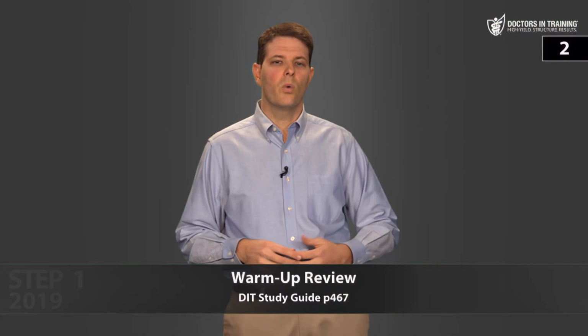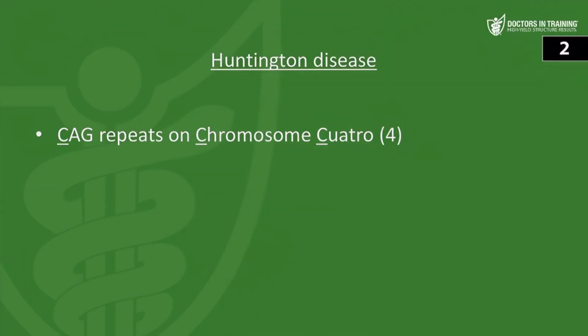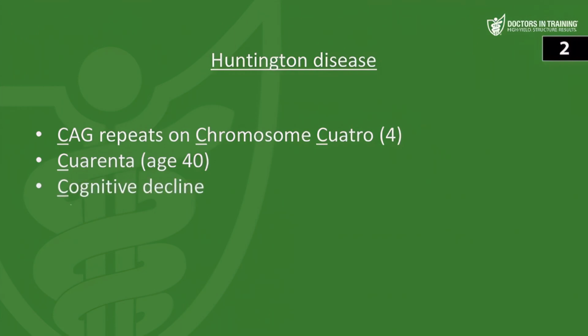And the last question, what are the C's of Huntington disease? So you have CAG repeats on chromosome 4. You can throw in quarenta to remember that this is typically seen around age 40. It can cause cognitive decline or dementia. And then there's chorea. Remember the old name for Huntington's disease was Huntington's chorea. And then finally you have atrophy of the caudate nucleus.